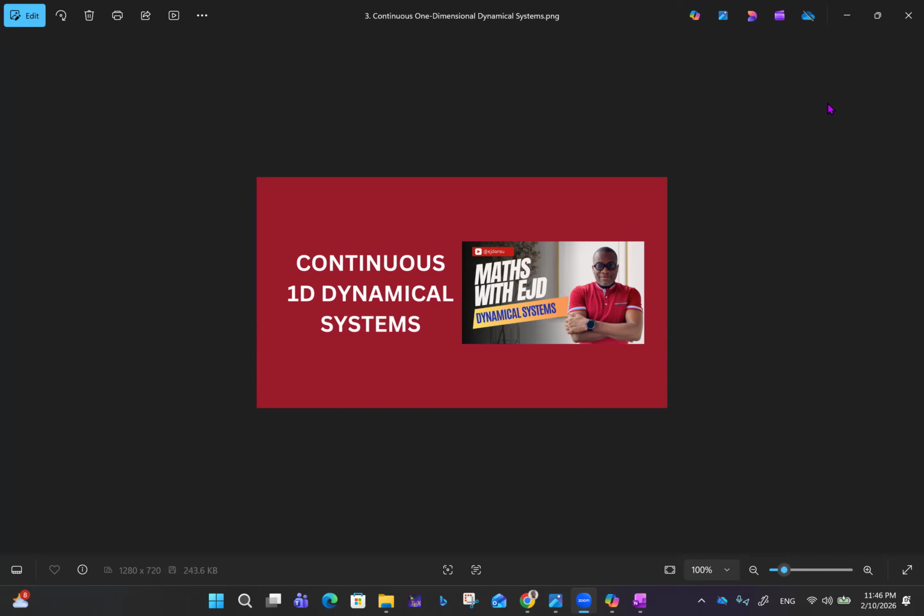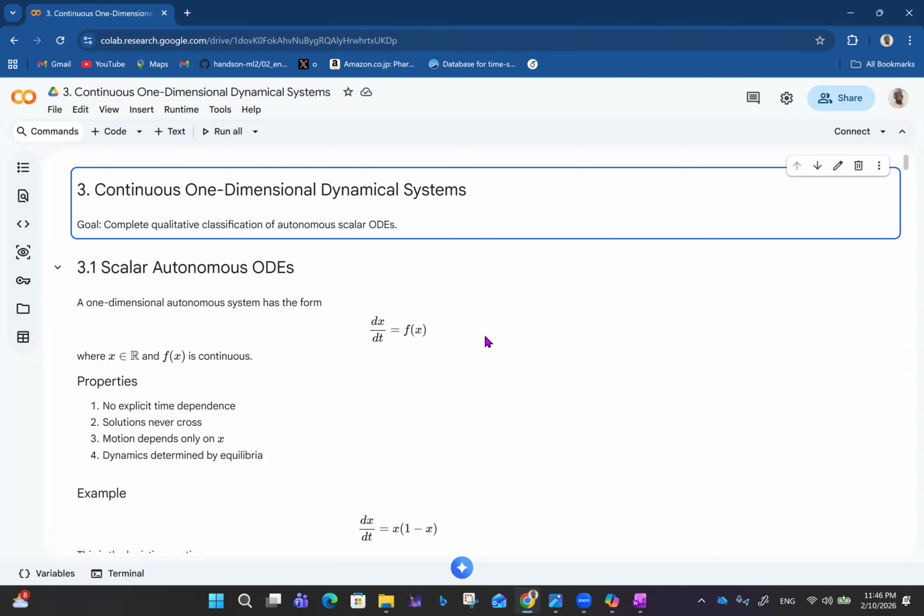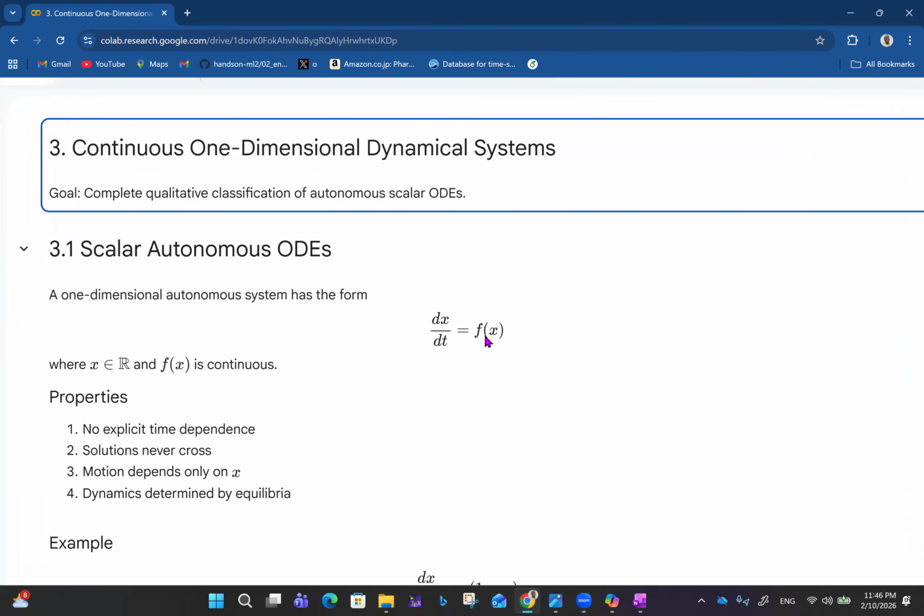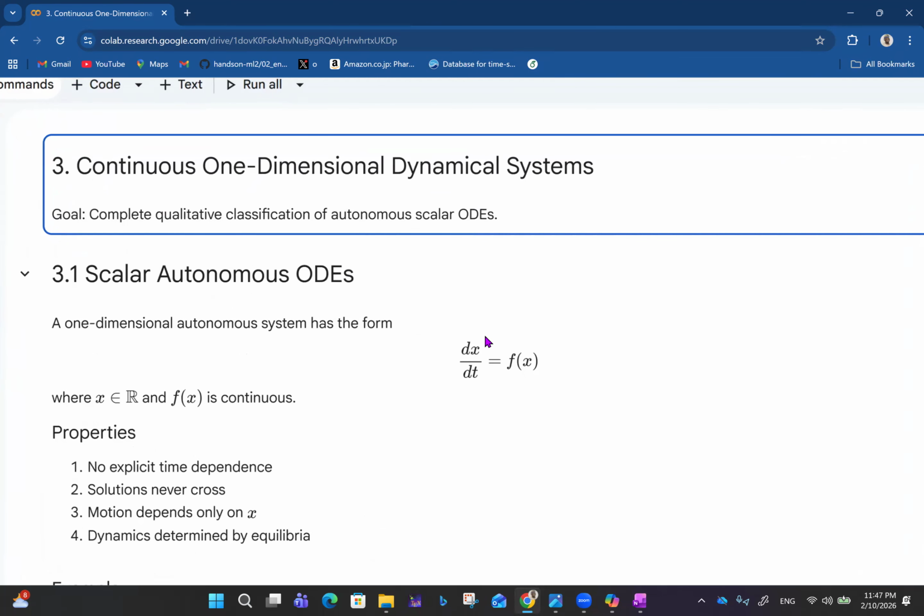On dynamical systems, we now move on to one-dimensional dynamics. And this particular video is on continuous one-dimensional dynamical systems. And of course, as the name implies, we're talking about just one dynamics, maybe just one variable now. So continuous one-dimensional dynamical systems, our goal here is to have a complete qualitative classification of autonomous scalar ODEs.